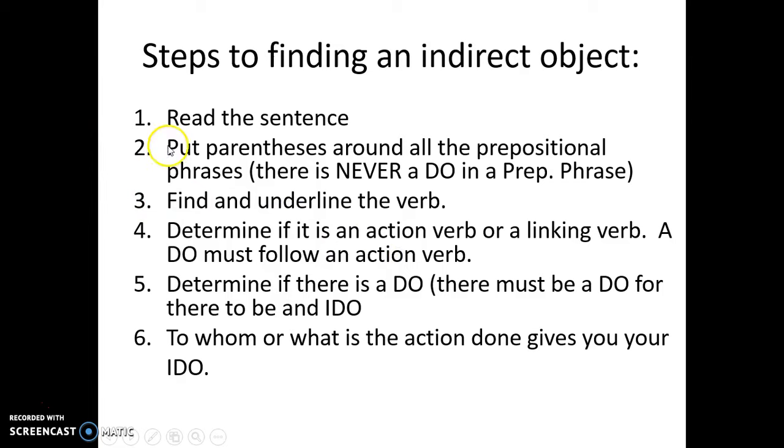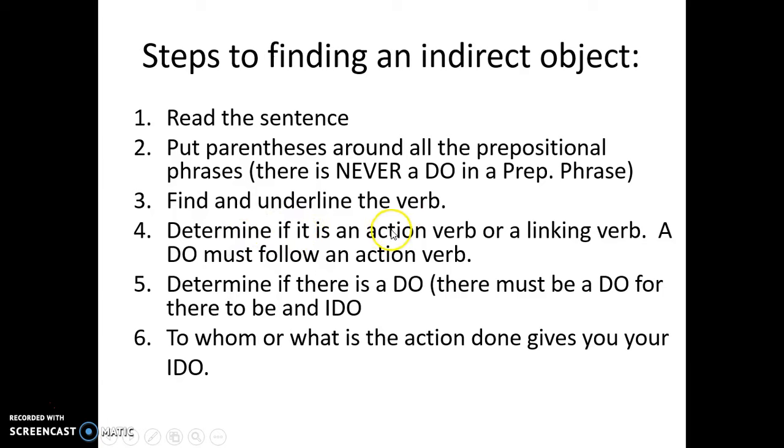I have steps. These steps you need to write down. So you might as well just hit pause right now and write these steps down on the bottom half of your flap. I'm going to read them to you, and then you might want to hit pause. Number 1, read the sentence. Number 2, put parentheses around all the prepositional phrases. There is never a direct object or an indirect object in a prepositional phrase. Number 3, find and underline the verb.